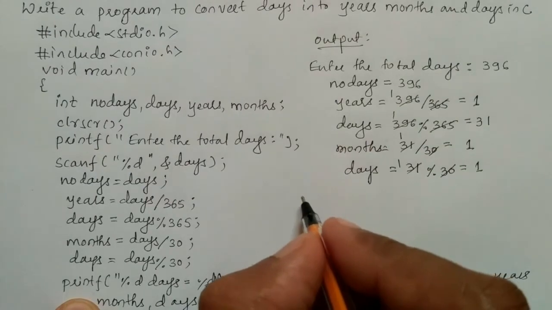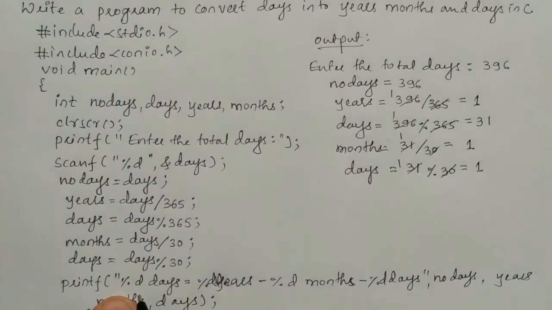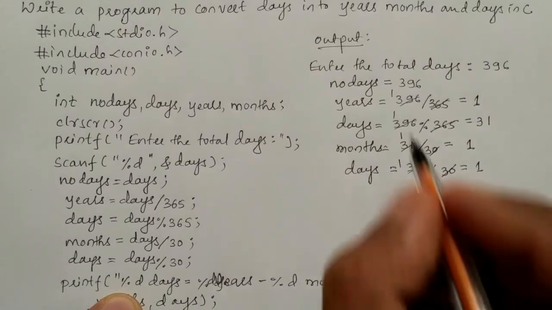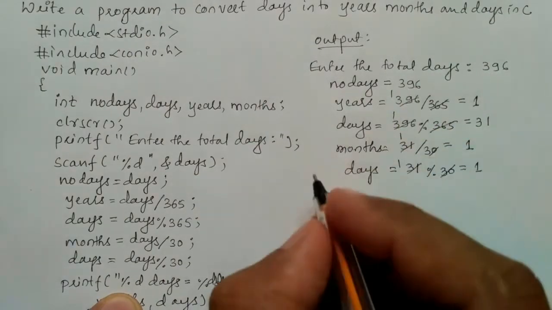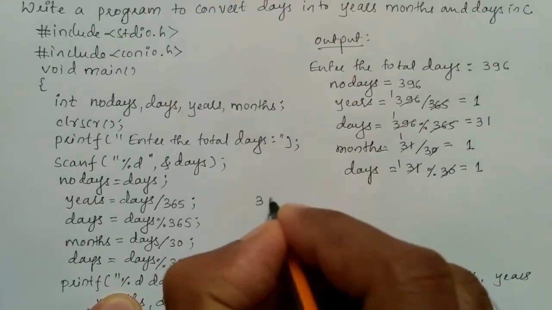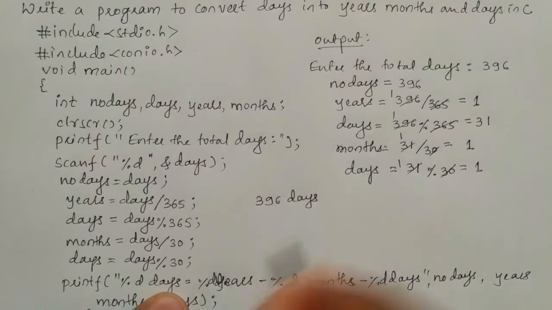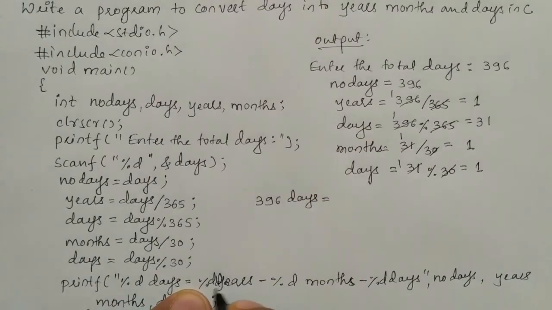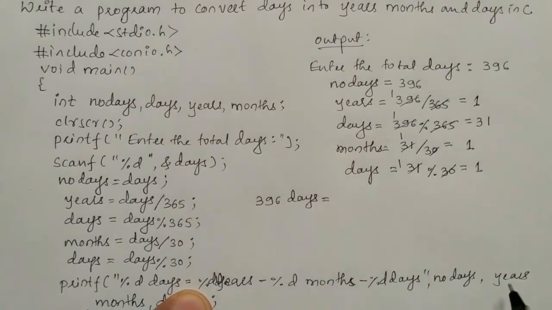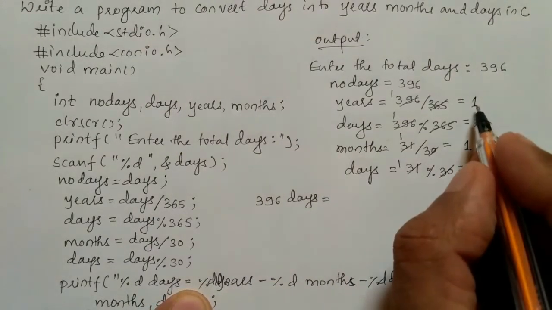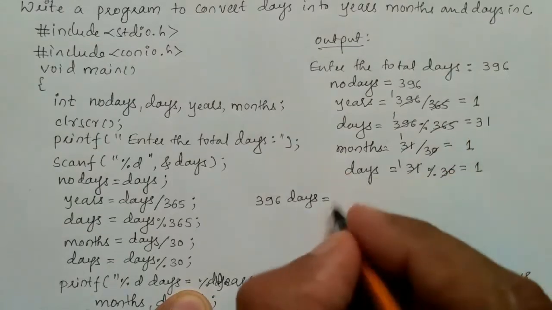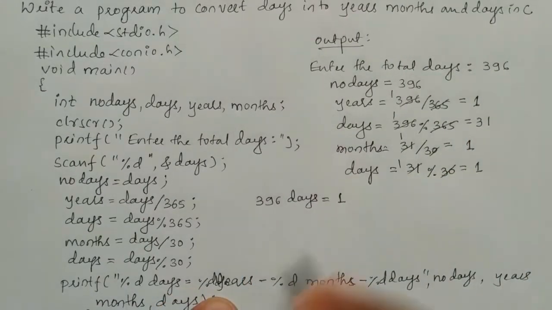Now we are going to print this particular statement. So percentage D days is the number of days. Number of days is 396. So what does it display? 396 days. This days is equal to percentage D years. So here it is printing years. What is the value stored in years? 1. So here we'll write 1 years.